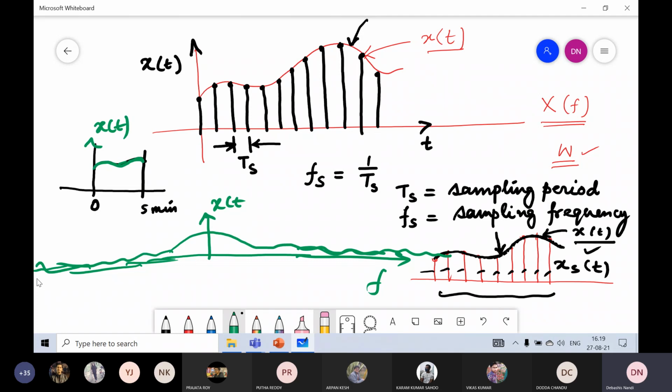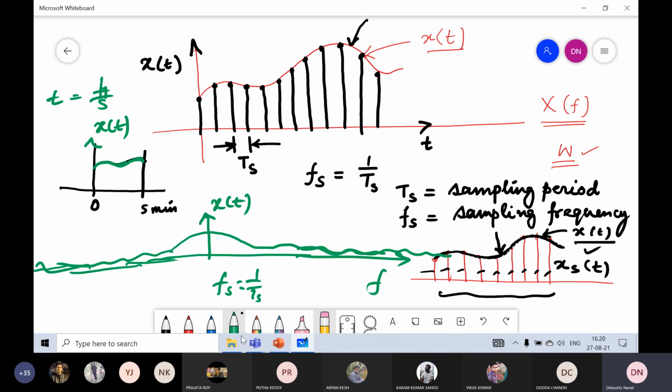Why can a time limited signal not be band limited? This is due to the reciprocity between time and frequency. The dimension of time is second, and the dimension of frequency is 1 by second, or hertz, so it is the reciprocal of time. From this concept it is clear that Ts is equal to 1 by Fs, and Fs is equal to 1 by Ts. Therefore, time and frequency have an inverse relationship. So if a signal is time limited, then it cannot be band limited in the frequency domain. Again, if a signal is frequency limited in the frequency domain, then it cannot be time limited in the time domain.